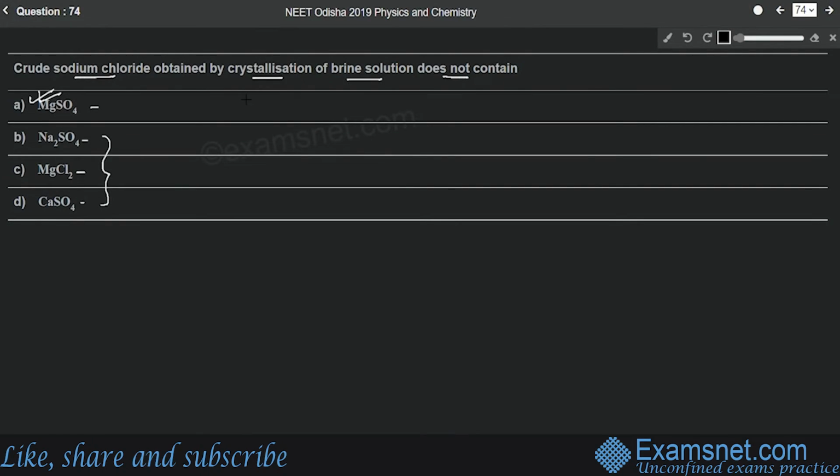So if we list all the compounds that are found, these are sodium sulfate, then calcium sulfate. These are the sulfates, and then there are some chlorides such as calcium chloride and magnesium chloride. So we can see that magnesium sulfate is not there, therefore this will be the correct answer.